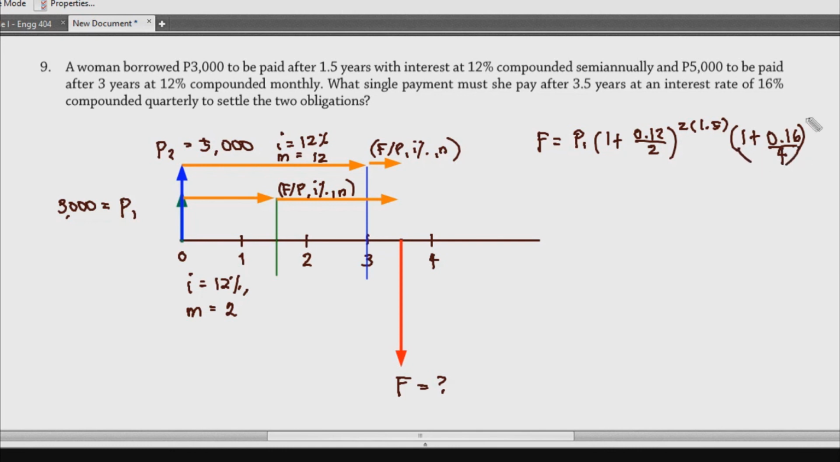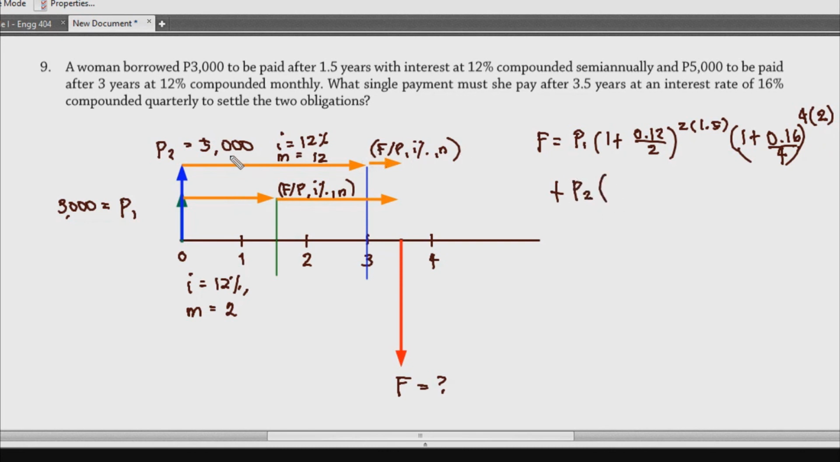Okay? And then we raise that to 4 times, this one is 0.5, 1, 1.5, and then 2. So meron ka pang 2 years. So that is times 2. So hopefully na-guess nyo yung first natin from this 3,000 going to your 3.50 year. And then you add natin ngayon yung ating P2.